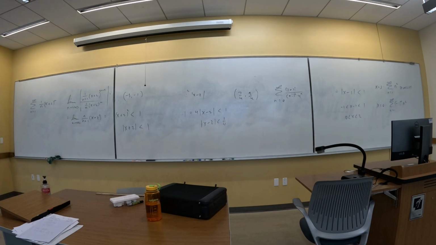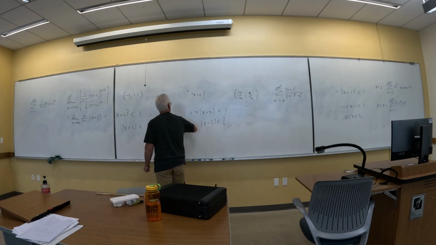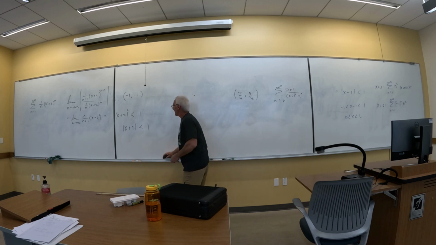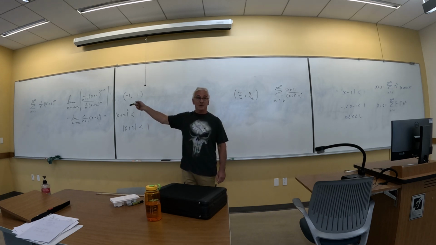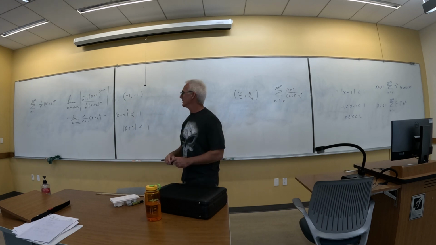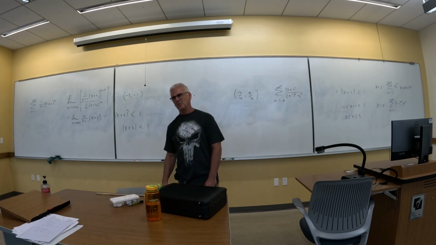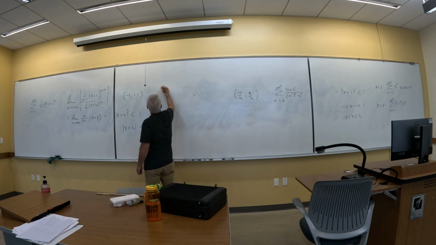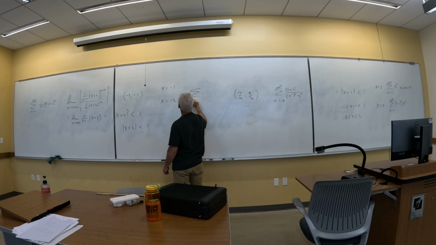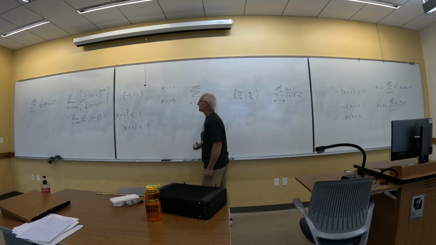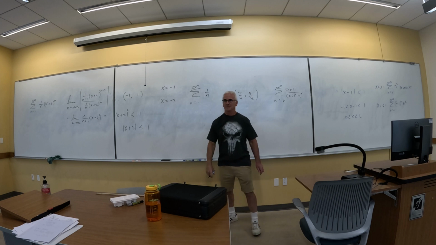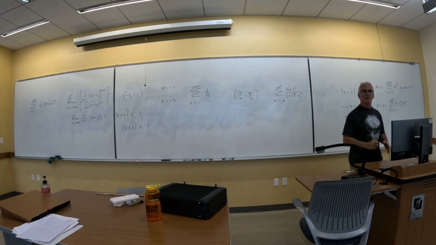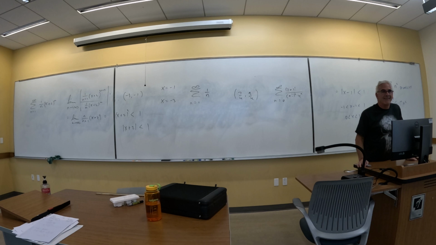Now, this one is trickier. I want to test my endpoints. This is not a geometric series. That 1 over n means it's not geometric. Yeah, -1. But raising it to the 2n kind of makes it a little wonky, doesn't it? Am I going to get the same thing regardless of which endpoint I use? Stare at that for a minute.